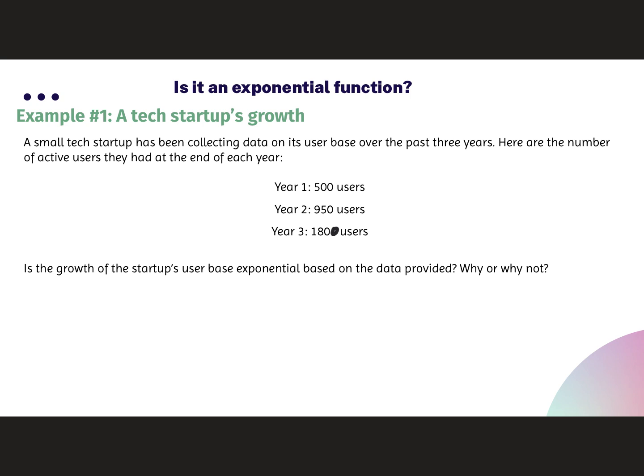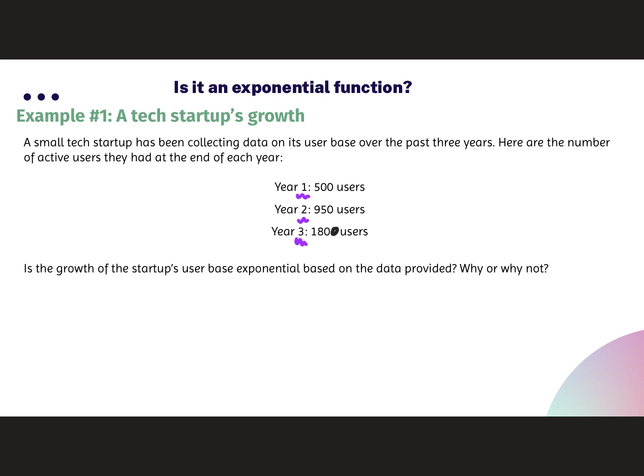All right, so we're going to look at a couple examples here with some context and data. We're going to determine whether or not each scenario would be best modeled by an exponential function by looking to see if these outputs are proportional. So in our first example here, we have a small tech startup that has been collecting data on its user base over the past 3 years. Here are the number of active users they have had at the end of each year. So we can see our years are consecutive, years 1, 2, and 3, and we have the output, the number of users each year. We're going to calculate what the ratios are, the change in number of users as a proportion, and see if the ratio stays consistent or not.